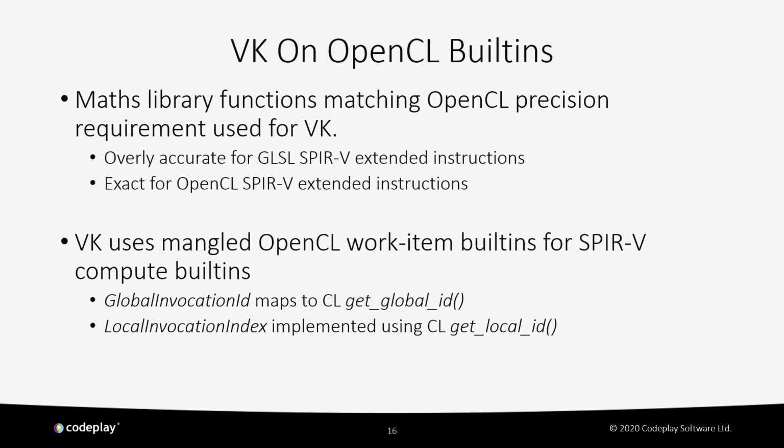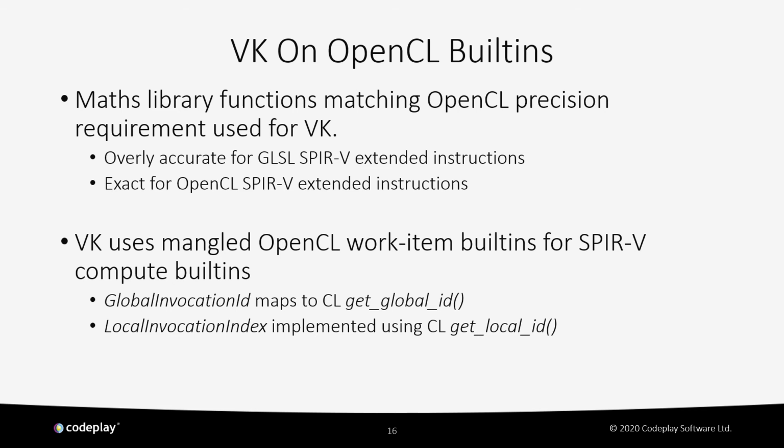But there's also the GLSL set of instructions, and we're overly precise for those, which means there should be some room here to achieve extra performance by using less precise implementations. However, if this is a concern, customer teams can override them with their own implementation. And that's where math functions like sine, cos, tan, square root come in.